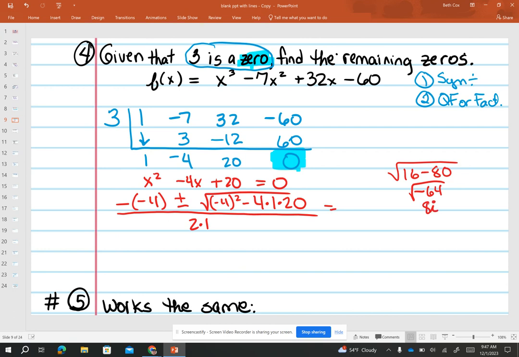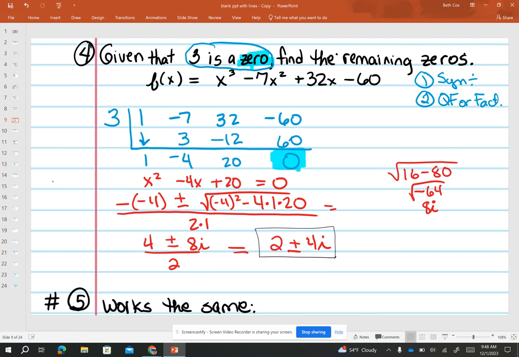Okay, so let's bring that back. I'm going to have 4 plus or minus 8i over 2. This can divide. I'll get 2 plus or minus 4i. So those are my remaining zeros. So that is the answer. Given that 3 is a 0, the remaining zeros are 2 plus or minus 4i.